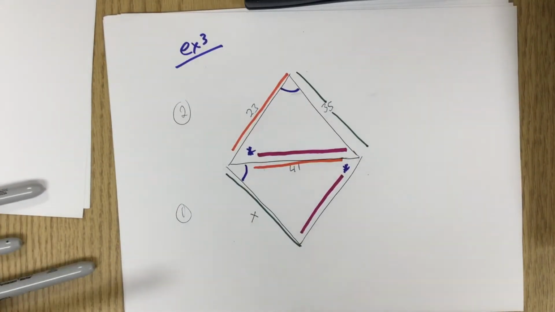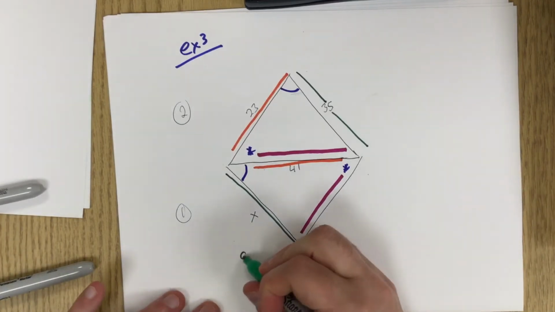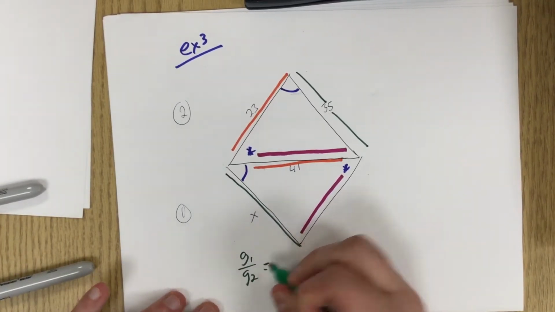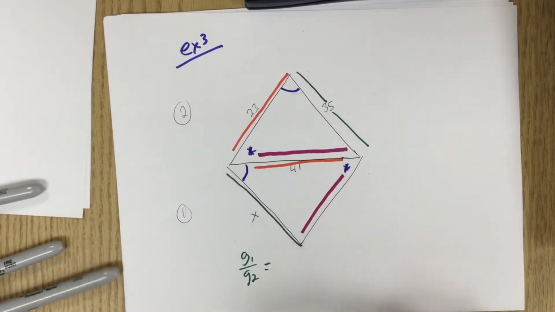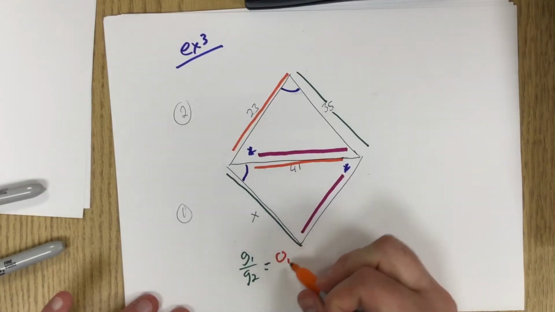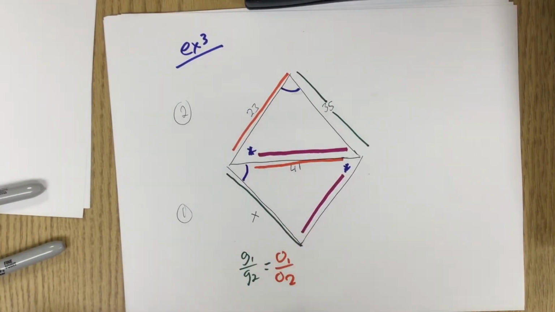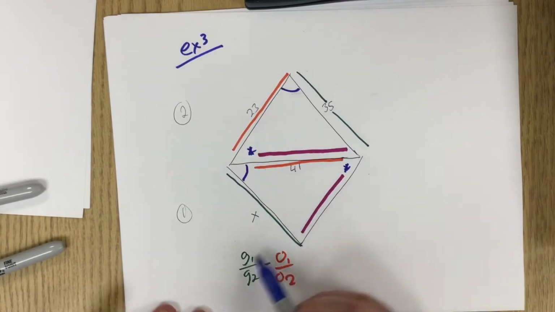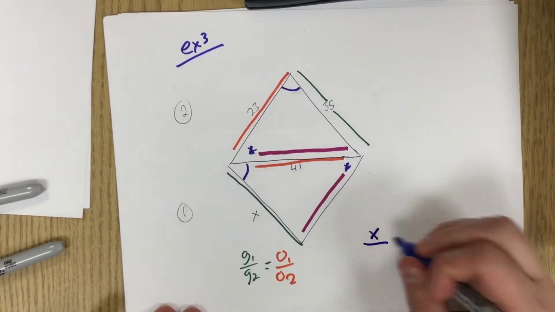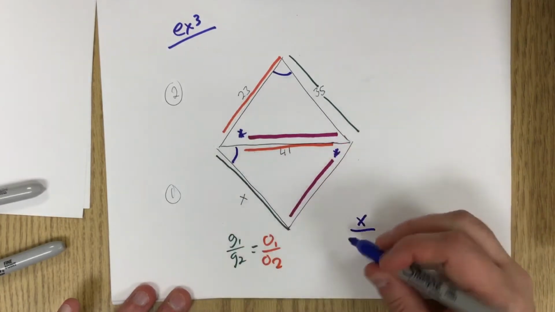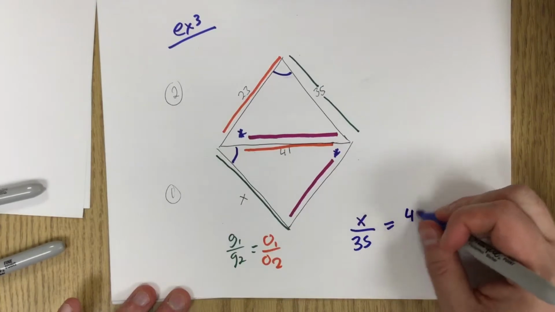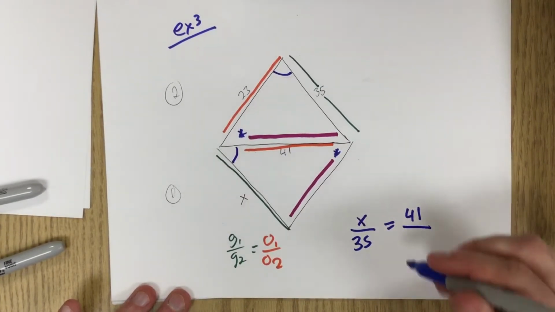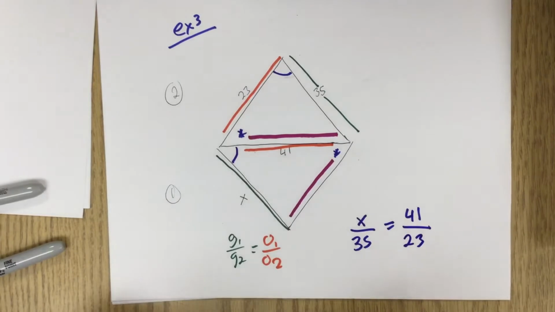So I'm going to go right to it. We have our green 1 over green 2 equals, now we don't know this red, so the red's not going to work. So it's actually going to be the orange over the orange. Orange 1 over orange 2. So green 1 is x, green 2 is 35, orange 1 is 41, and orange 2 is 23. So then we solve it.